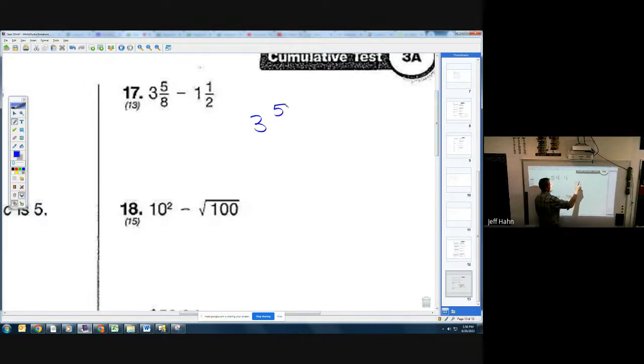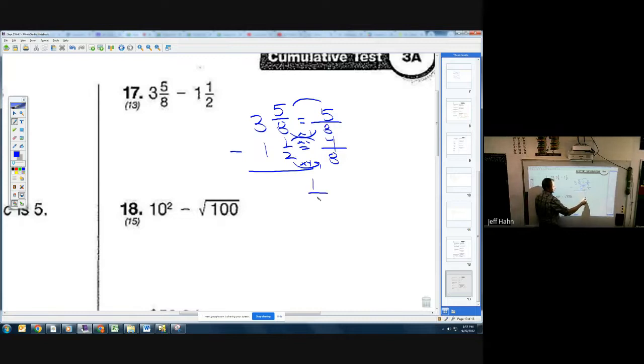3 and 5/8 minus 1 and 1/2. Common denominator is 8. 2 times 4 is 8. 1 times 4 is 4. Subtraction, 4 from 5 is 1/8. 1 from 3 is 2.